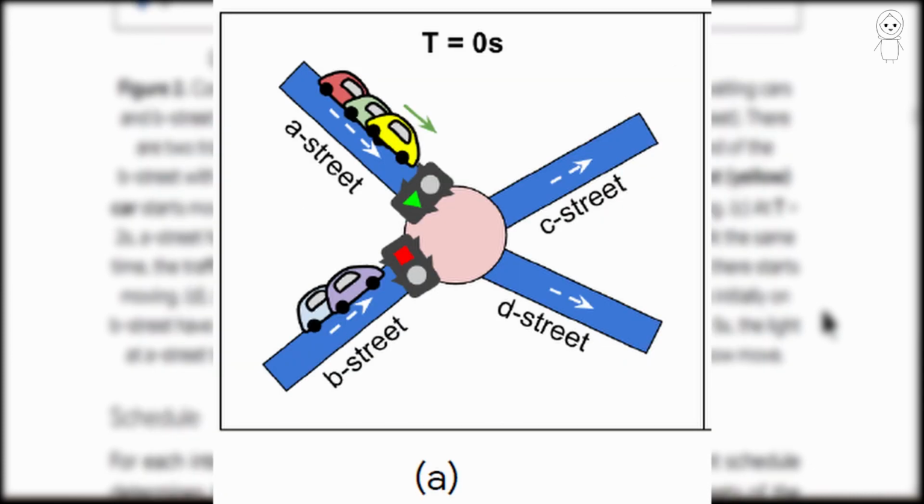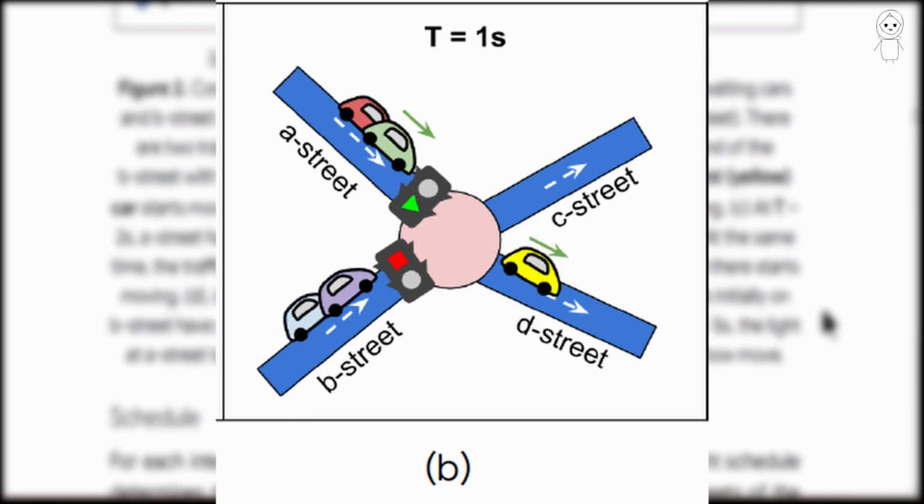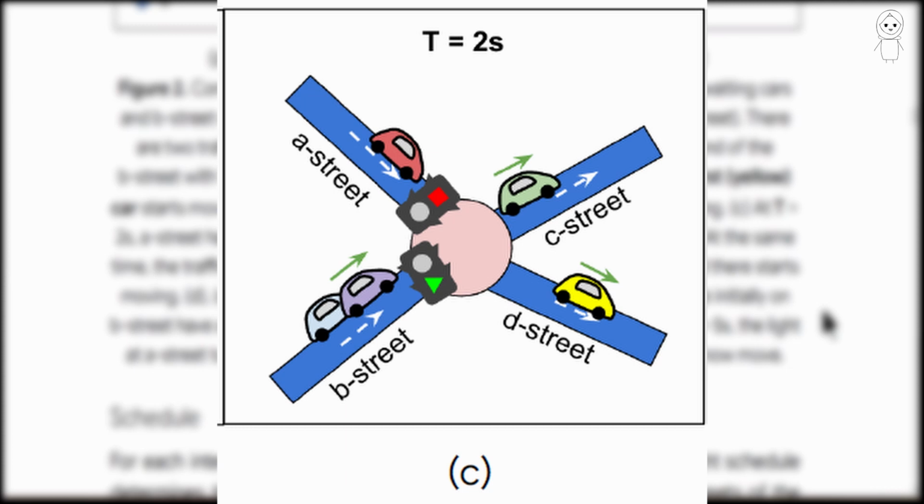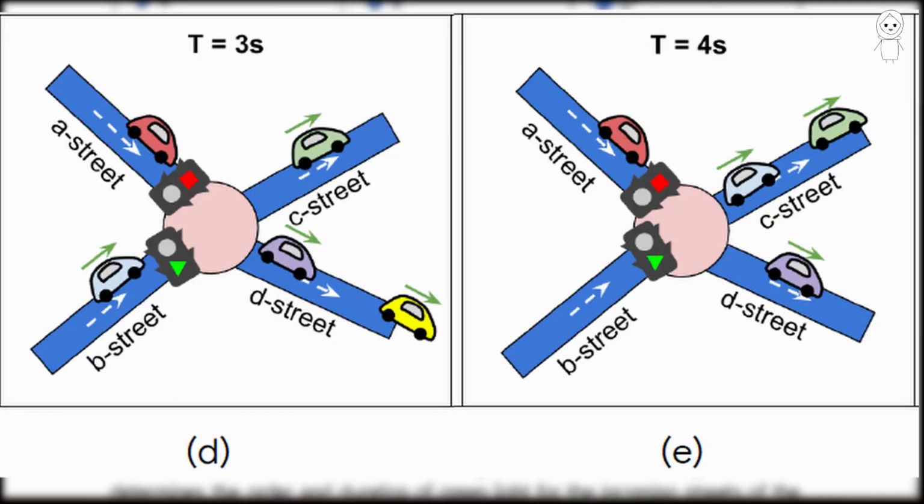Picture A. Initially, the traffic light of A street is green and the first yellow car starts moving. Picture B. At T equals 1 second, the next green car from A street starts moving. Picture C. At T equals 2 seconds, A street has a red light and the last red car waiting there needs to stop. At the same time, the traffic light of B street turns green and the first purple car queued there starts moving.